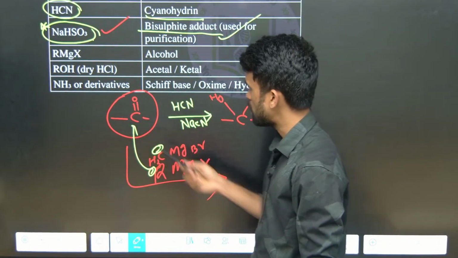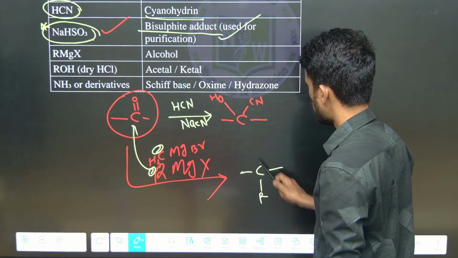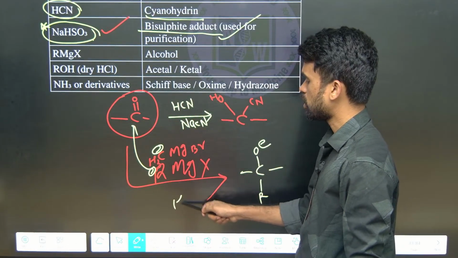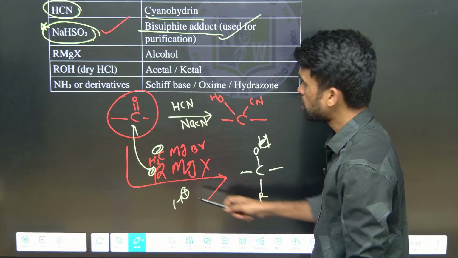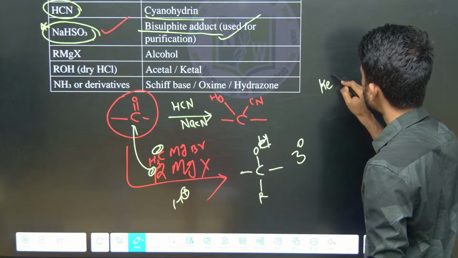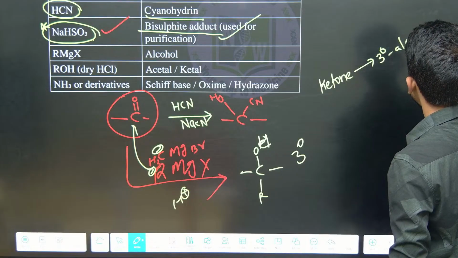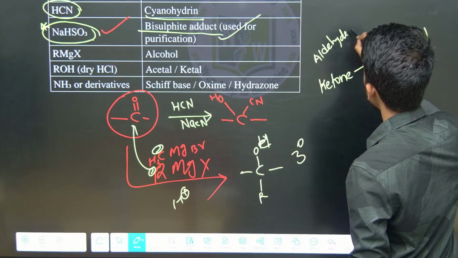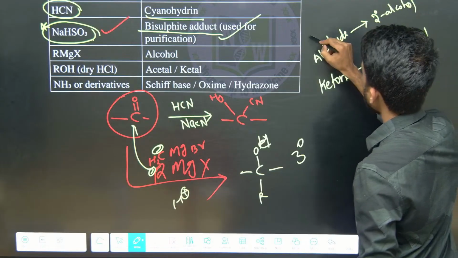If it is attacking, what is happening there? It will form C-O minus. Since we need to do a workup by adding water at the last step, it becomes OH here like this. So a ketone forms a tertiary alcohol. If it is an aldehyde, these statements are important, whatever I am writing, an aldehyde forms a secondary alcohol. A formaldehyde can form a primary alcohol.